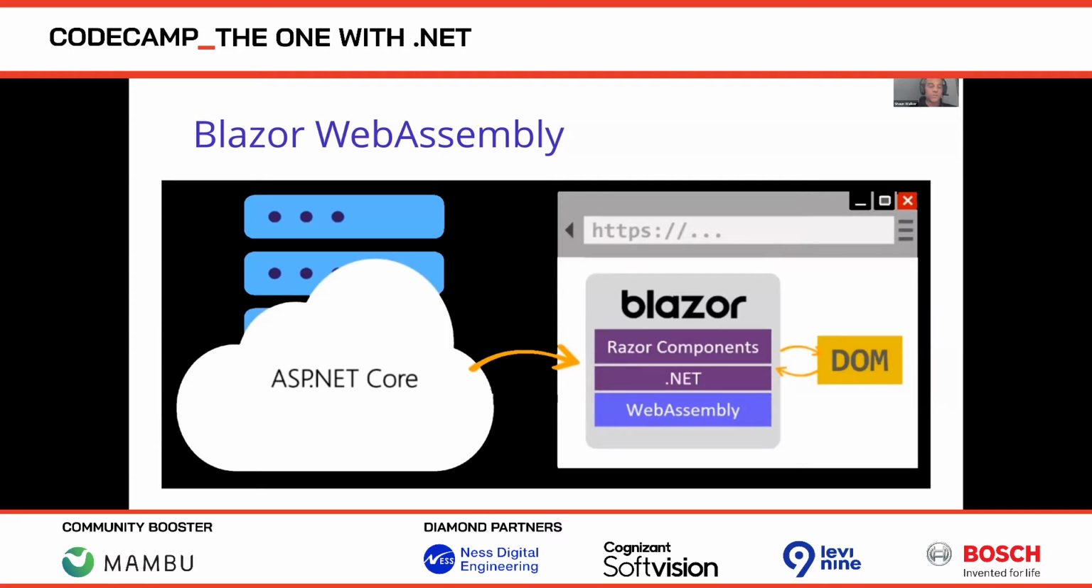And the way that a Blazor WebAssembly application works is basically you deploy your application to the server, but when a browser connects to your server-based web application, it actually downloads the binaries of your application to the browser. And then from that point on, it's actually running natively within the browser itself.